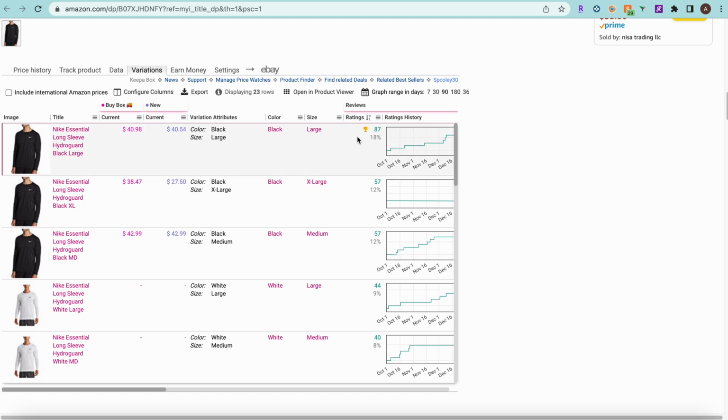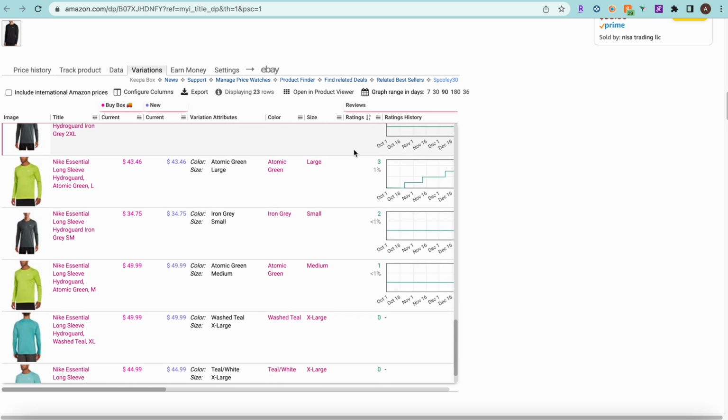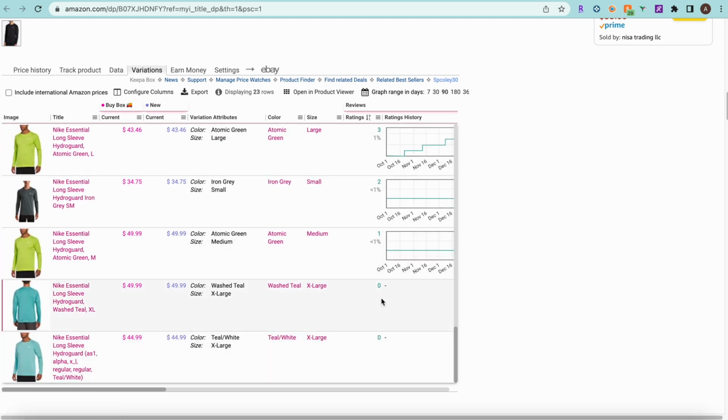So what you want to do is sort by the amount of ratings a product has. The reason we sort by the ratings is because if you think about this, a product that has ratings means that it has sold enough times to get that amount of ratings, right? So if a product has no ratings, you go down to some of these odder colors that don't have any reviews on them, that means that no one really has bought the product enough to want to review it, right?